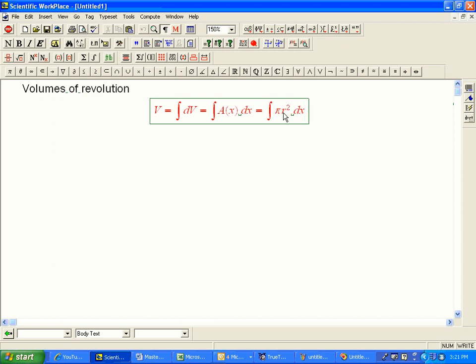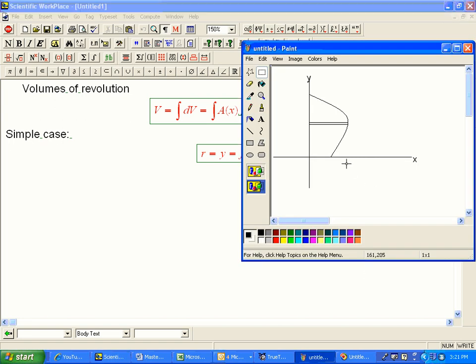And then the next step was to express r explicitly in terms of x, and in the simple case we looked at, r was just equal to y, which is equal to f of x. Well, I want us to be able to get a little bit beyond that to do some homework problems. In particular, what if x wasn't the axis of revolution? What if y was the axis of revolution?